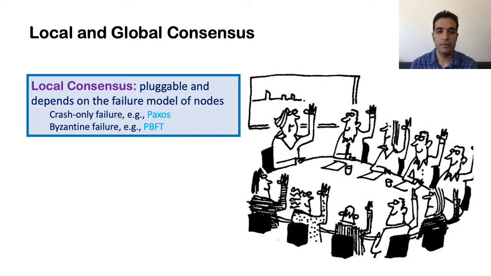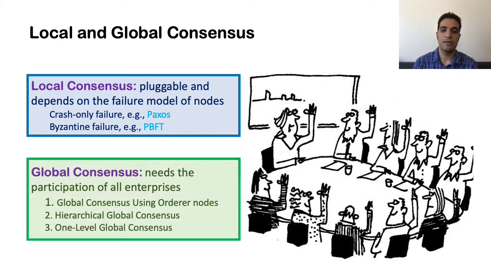So we need to run local and global consensus. Local consensus for those local transactions, which depends on the failure model of nodes. Crash-only failure, we can use Paxos. Byzantine failure, we can use PBFT. Global consensus is needed for those 3 global transactions, the white boxes.